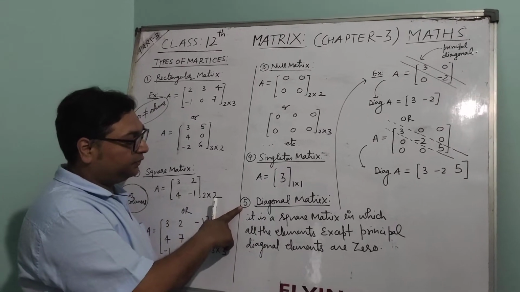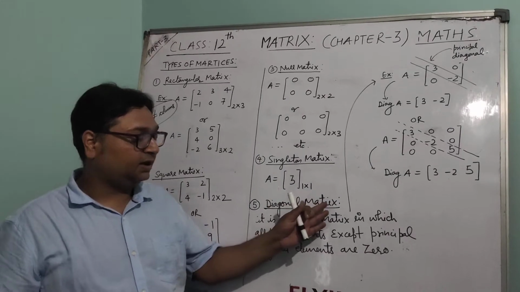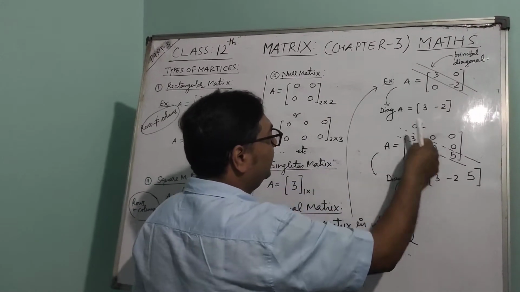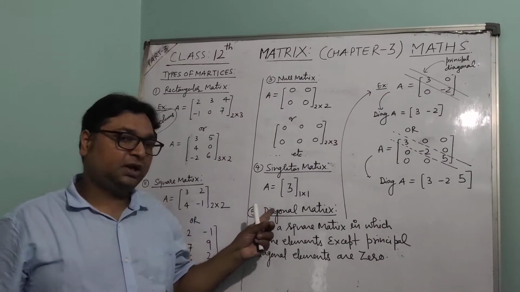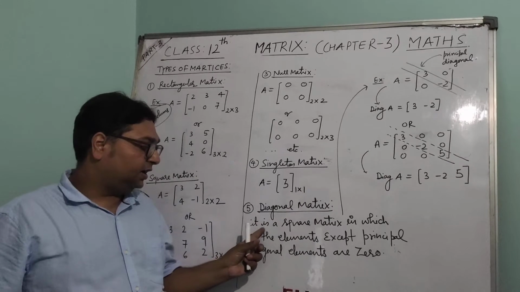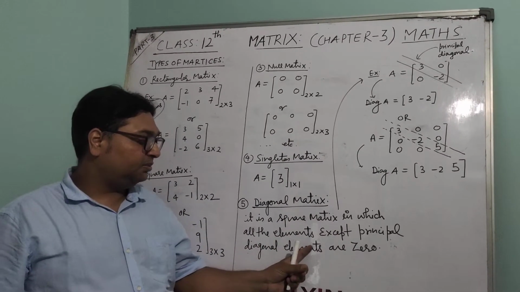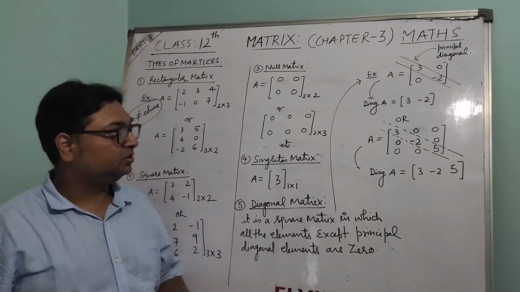Now, what will be the fifth one? Diagonal matrix. What is the diagonal matrix? Now, where can you make a diagonal? You can make the diagonal in a square matrix only. So wherever we are talking about the diagonal matrix, it must be a square matrix in which all the elements except principal diagonal elements are 0.